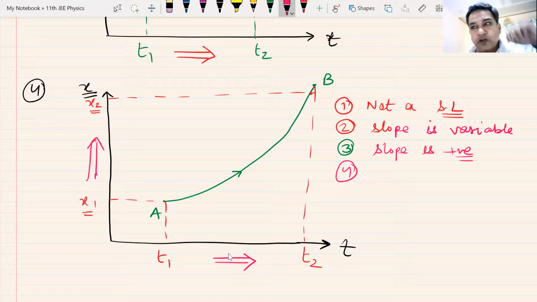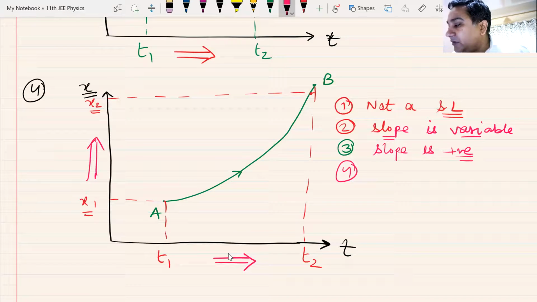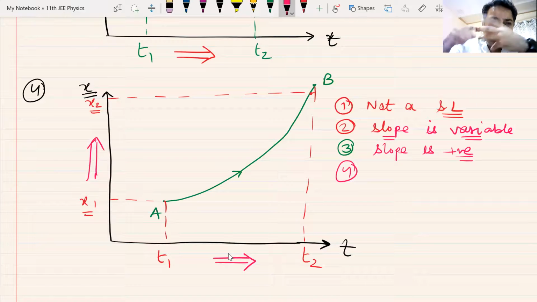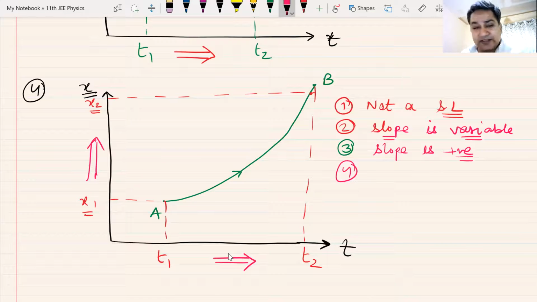Before going on to velocity, slope is variable. That means the slope is changing. Now, when the slope is changing, it can either increase or decrease. You have to understand, is the slope increasing or decreasing? So that is the next question. Slope is positive but variable. Is the slope increasing or is the slope decreasing?